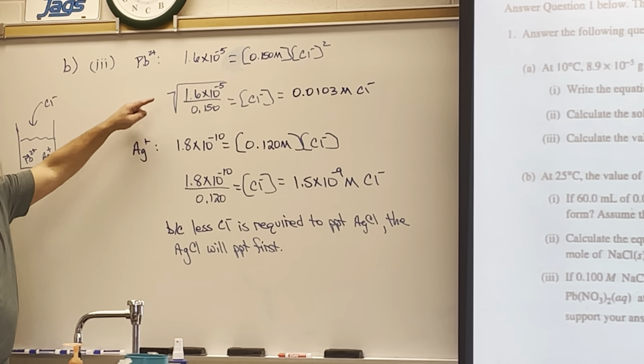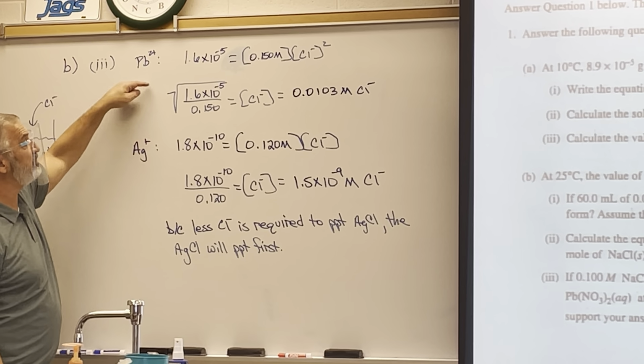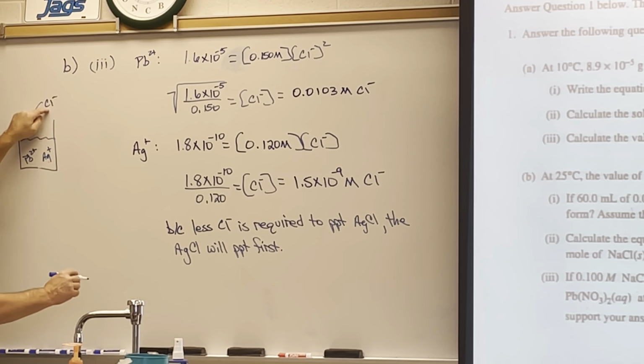So you have to do the Ksp expression for both, and calculate how much of the thing that you're adding each one requires. Whichever requires the least amount of what you're adding is the one that's going to precipitate first.